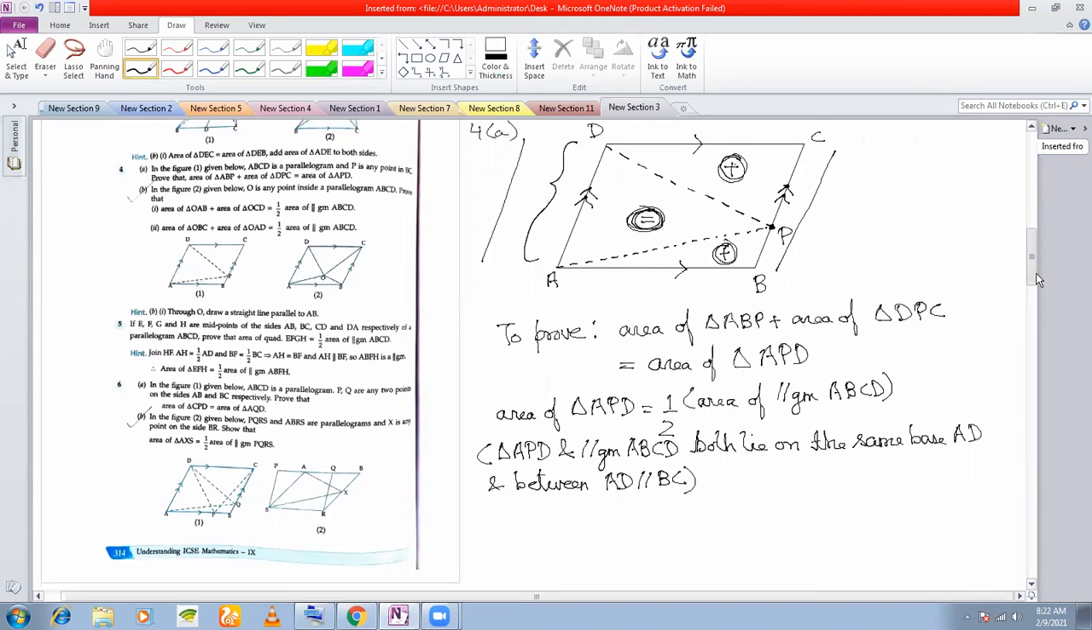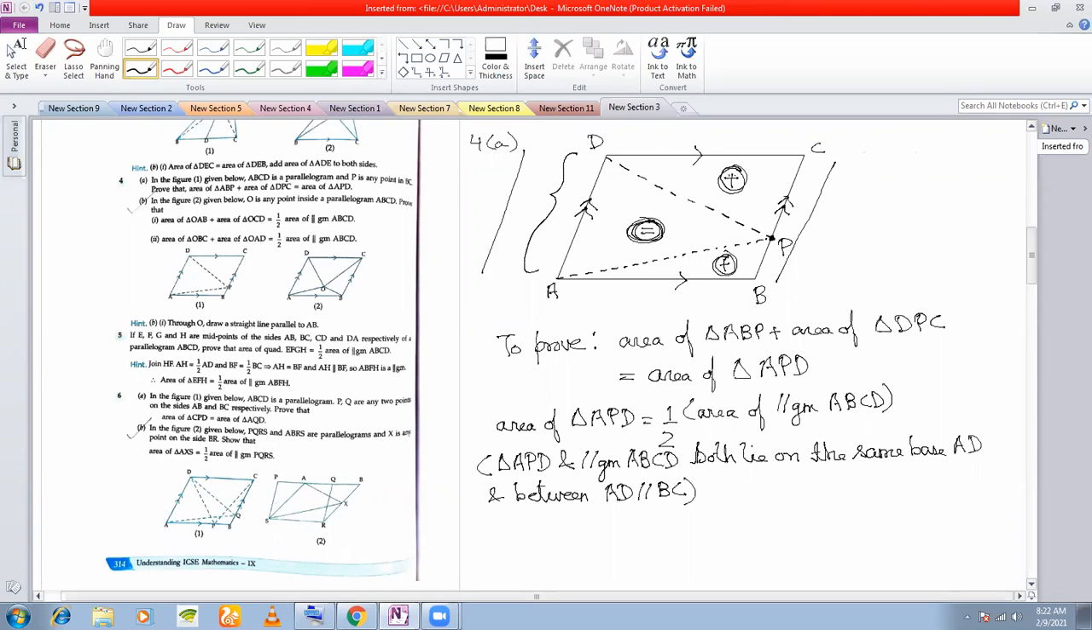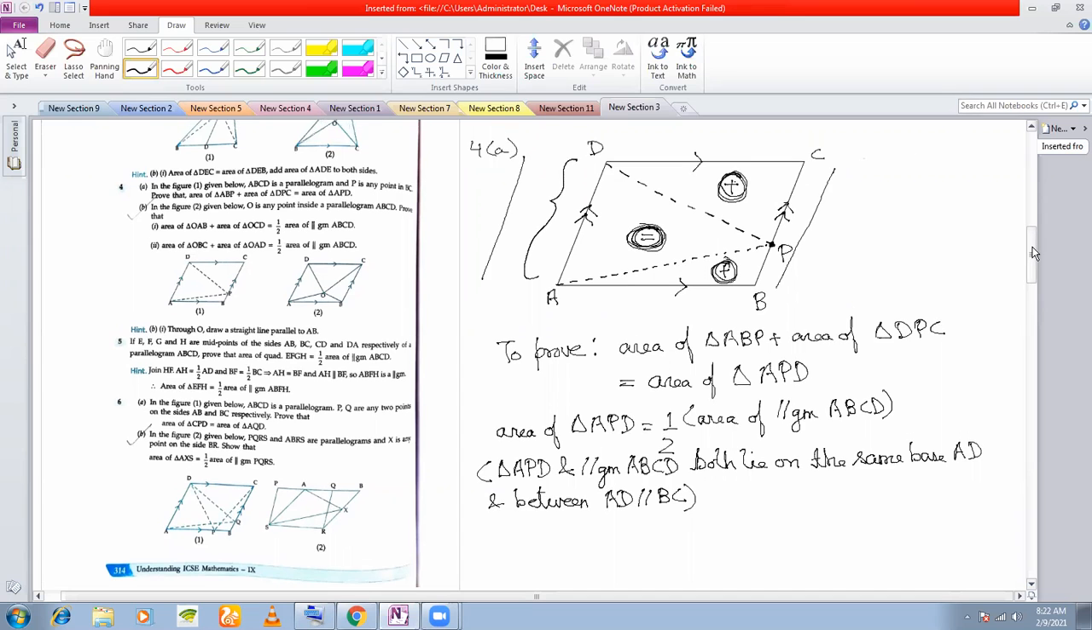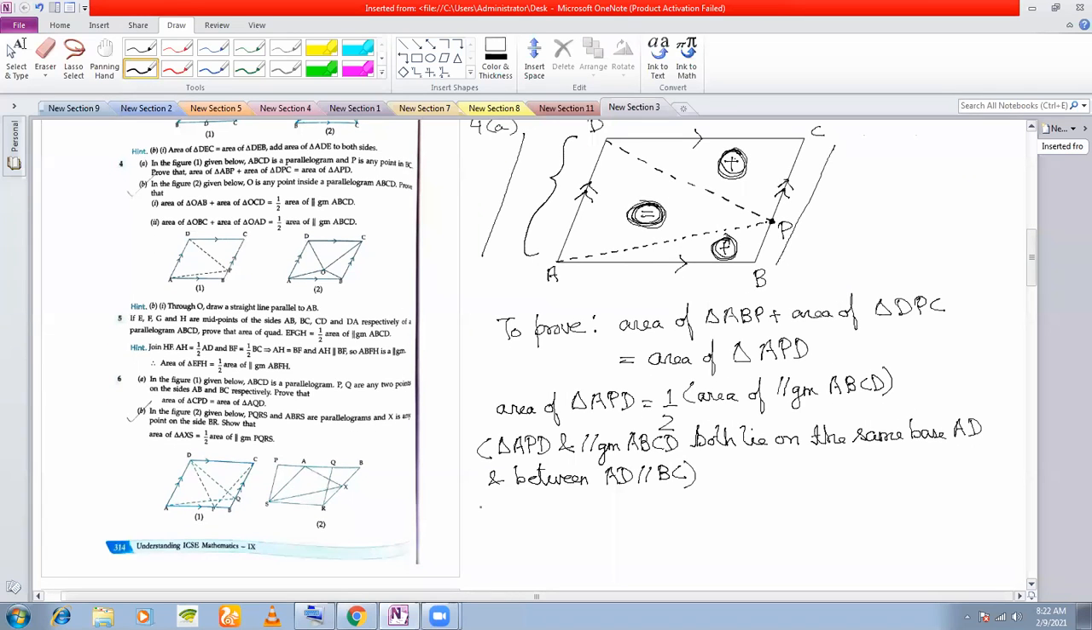What else can you say? Can you say that the sum of this triangle and this triangle must be equal to the area of the parallelogram? Evidently, you can see three triangles inside the parallelogram. So if you add the area of these three triangles, you will definitely get the area of the parallelogram. So that is what we write. So we have area of triangle APD. Let's call this relation 1. Area of triangle APD is equal to half of area of parallelogram ABCD. We're going to use this.